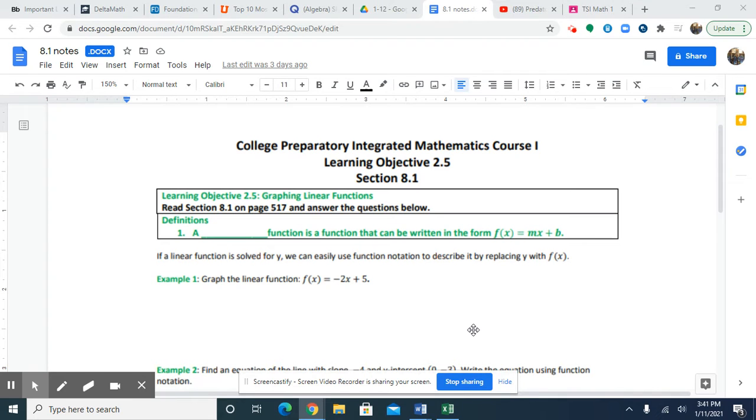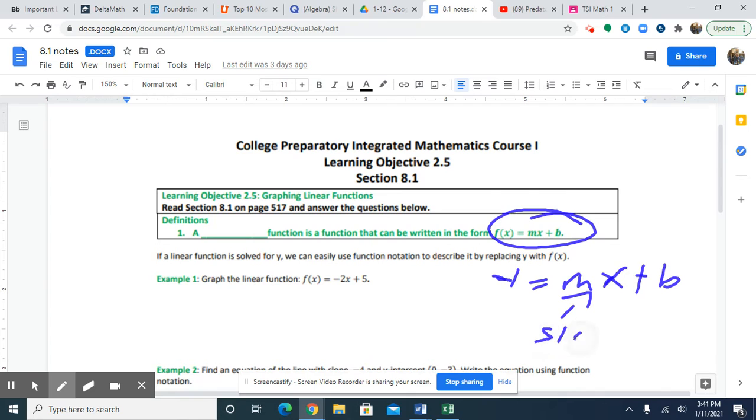Okay, so looking at this section 8.1, we're going to start looking at identifying slope and writing equations for the slope of a line. So whenever we see y equals mx plus b, you could say that the number in front of x, the m, would be the slope, and that b would be our y-intercept.